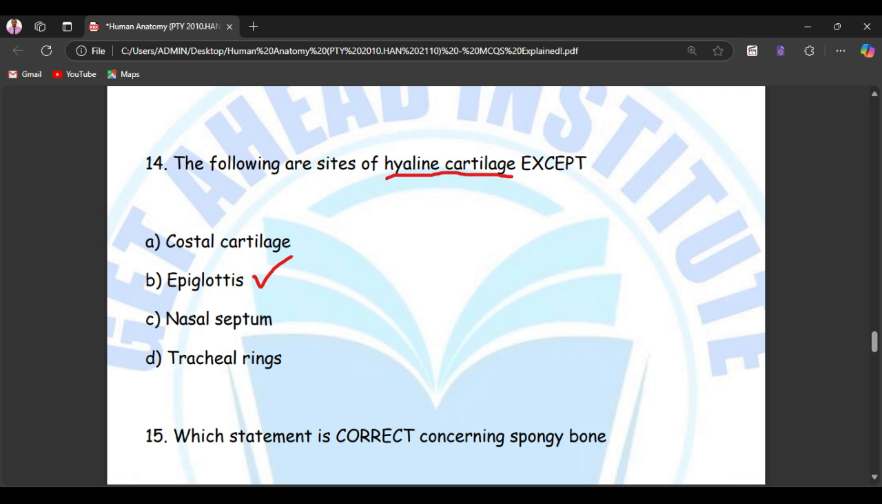the epiglottis is not made up of hyaline cartilage. Instead, the epiglottis is made of elastic cartilage. When we talk of the costal cartilage, the nasal septum, and the tracheal rings, all of them contain hyaline cartilage.